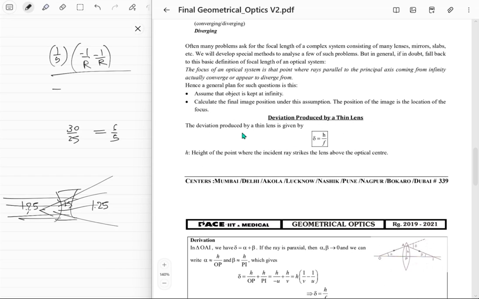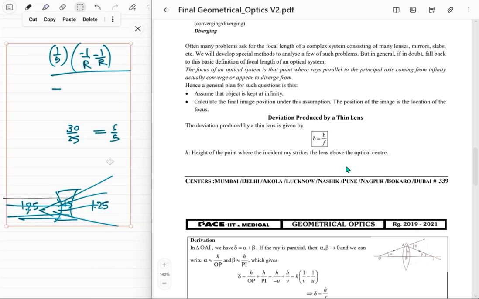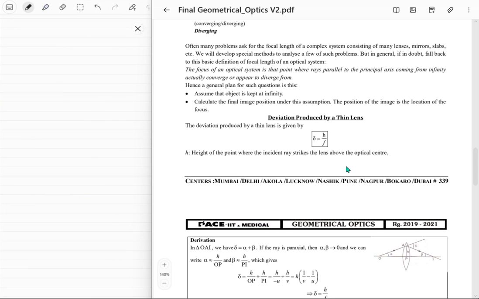Deviation produced by a thin lens. Delta is equal to h upon f, where h is the height of the point where the incident ray hits. Okay, fine. So for a thin lens, this derivation, I can definitely do it. In the end, it just hits a part of a prism. That's what's happening. And you're saying it's h upon f. We'll see why that happens.